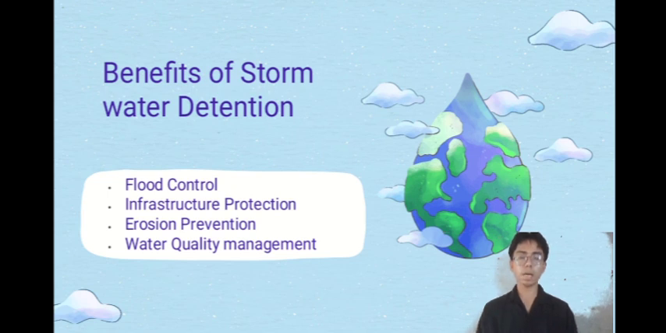The third benefit of a stormwater detention system is erosion prevention. By controlled water release, it minimizes erosion in downstream channels and reduces sediment transport. The last benefit of a stormwater detention system is water quality management. This is a limited benefit. While not primarily designed for water quality, detention systems can allow for some sedimentation and settling of pollutants during storage.